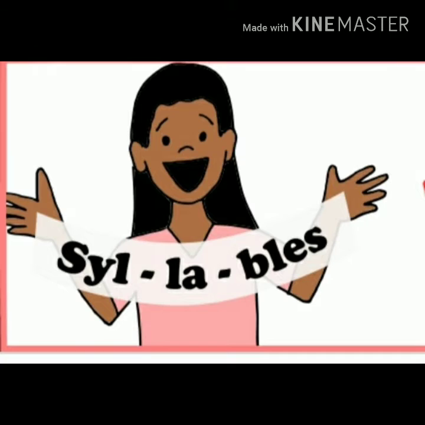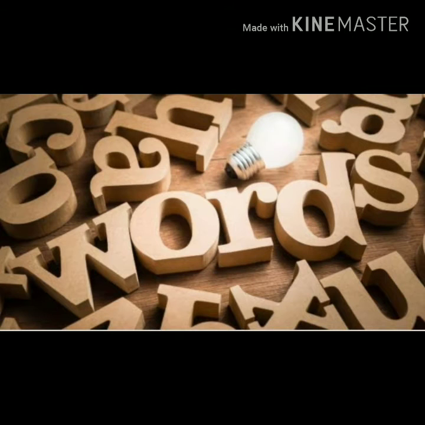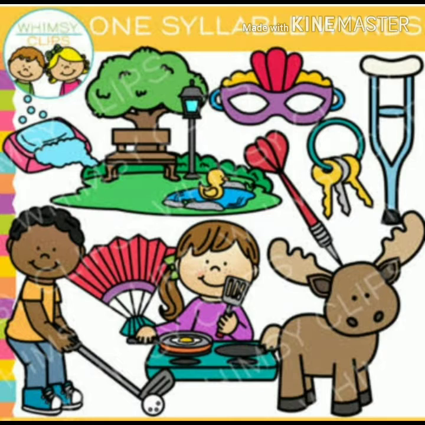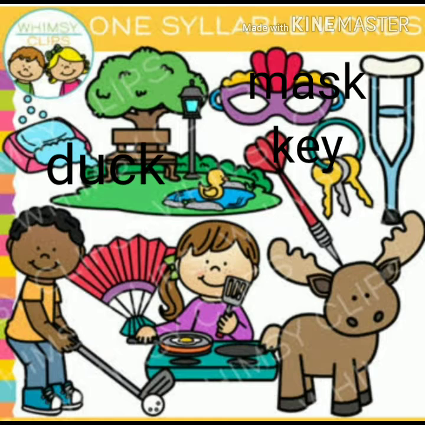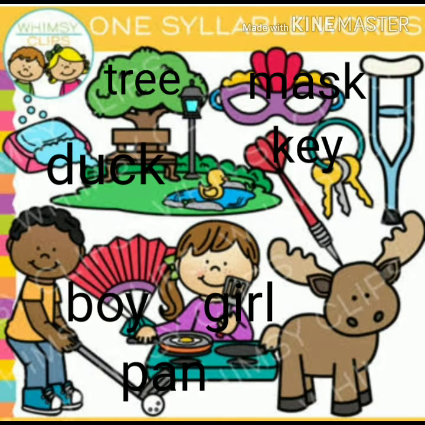syllables. When I put more than one sound or two sounds together, they form a syllable. And most probably it's going to be a vowel and a consonant or more than one consonant. Words are formed from syllables. So I have words of one syllable, and words of more than one syllable. We have 2 syllables, 3 syllables, 4 syllables, and so on. Here are some words that are formed of one syllable: duck, tree, mosque, key, boy, girl, moose.